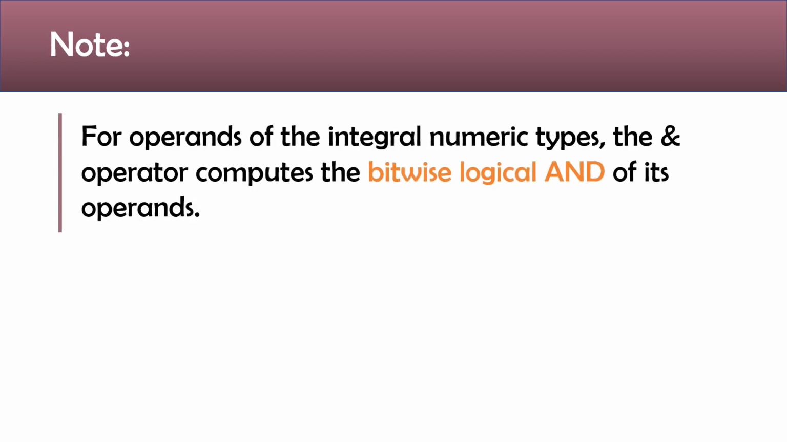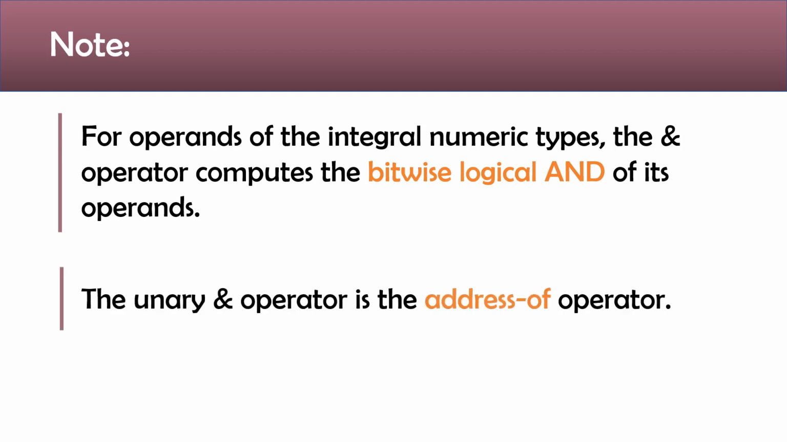Apart from this, there are a few important things to know. For operands of the integral numeric types, the AND operator computes the bitwise logical AND of its operands. We are going to discuss bitwise logical operators in some other session. That means we are not talking about the double ampersand. We are talking about the single ampersand. And the unary AND operator is the address-of operator. That means if the AND operator, that means a single ampersand, is used with a single operand, then it will become the address-of operator. The address-of operator returns the address.